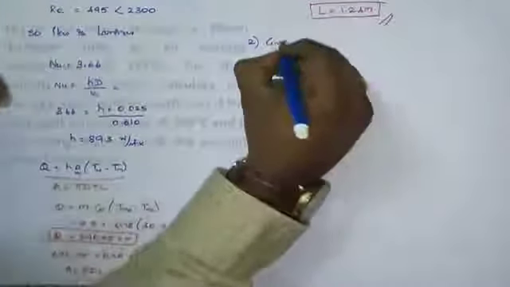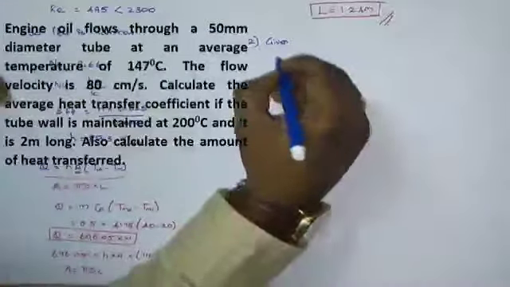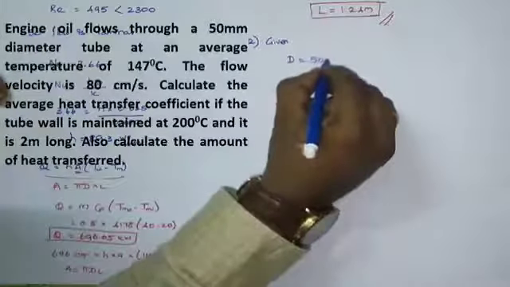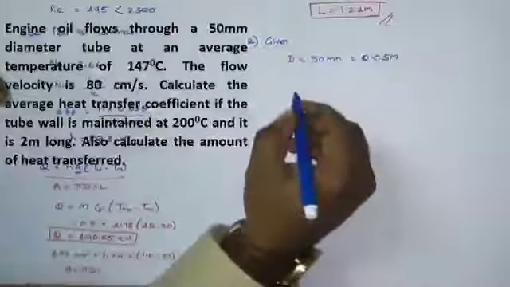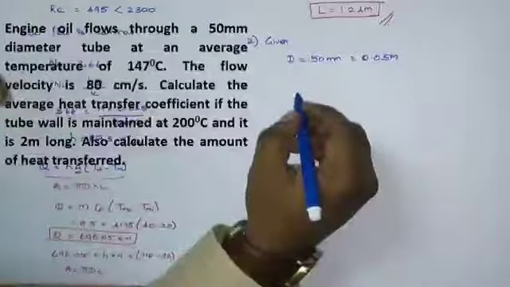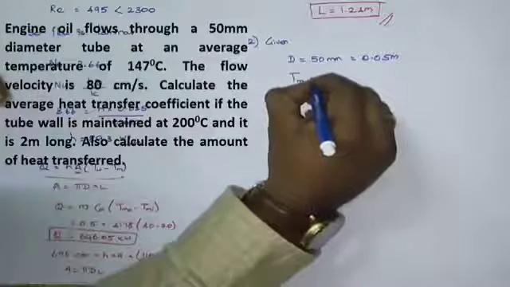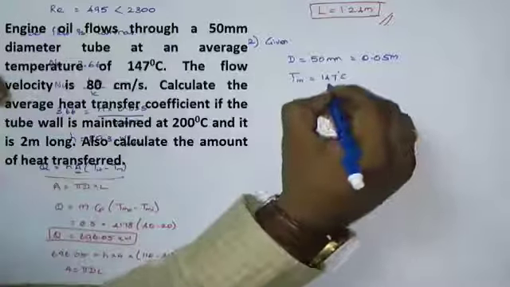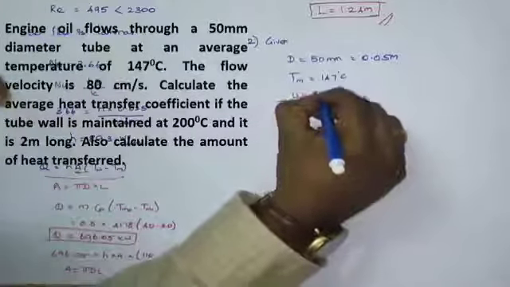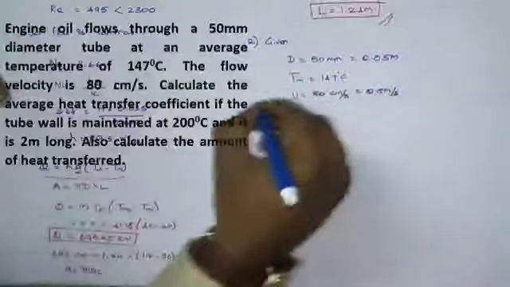Okay. Now go to the second problem. Given: engine oil flows through a 50 mm diameter tube. So D equal to 50 mm, which is equal to 0.05 meter, and the engine oil is at an average temperature of 147 degrees Celsius. So here the average temperature is given directly. So T mean equal to 147 degrees Celsius. The flow velocity U equal to 80 centimeter per second, which is equal to 0.8 meter per second.